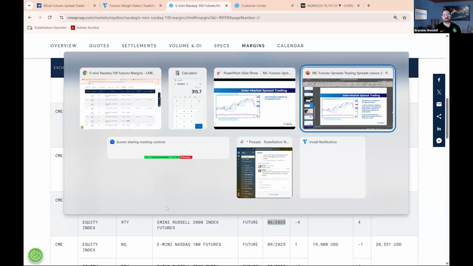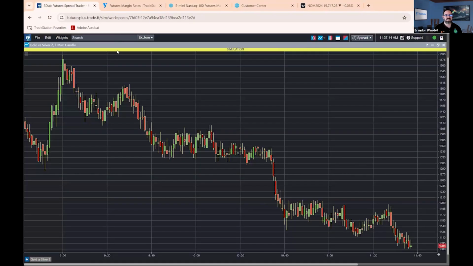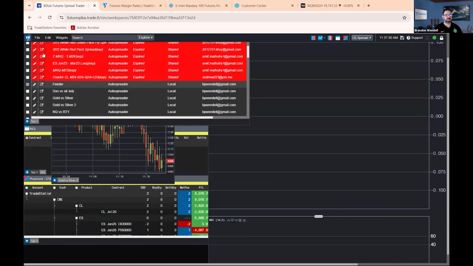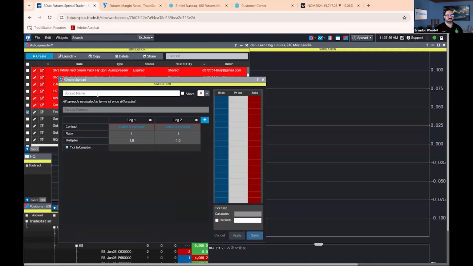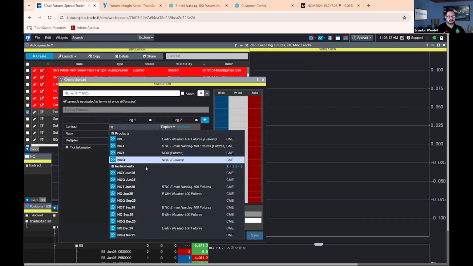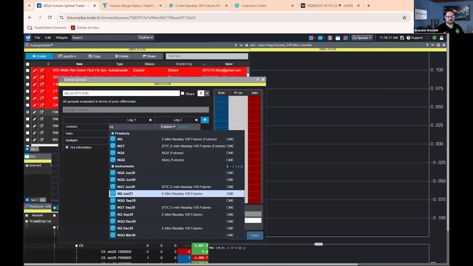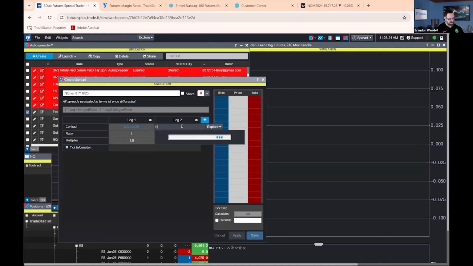I go back over to my platform, and I was on the right page there. Right here, if I'm going to actually chart and trade this, I'm going to go back to my spread trader, my auto spreader, and create that spread so I can use it for trading. So we're going to do NQ RTY 625. That's the name. Leg number 1, NQ. And I find NQ. There it is, June 2025. And then the other one is RTY, Russell, again, June 2025.